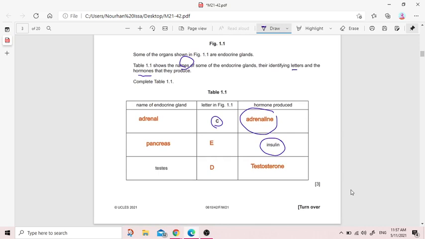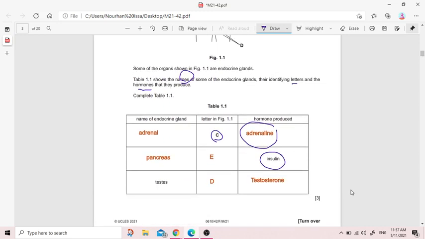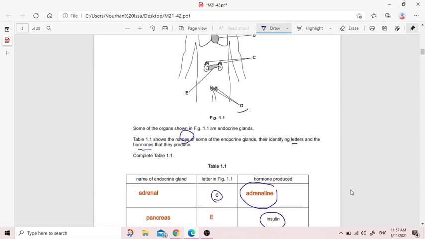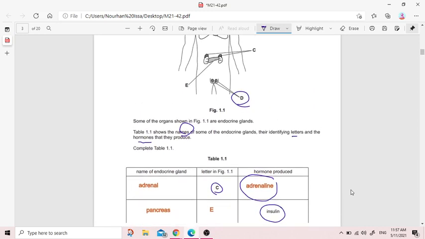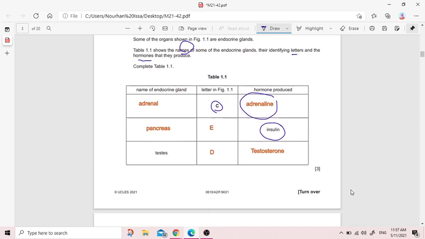And then we have the testis. The name of the endocrine gland is the testis. Which letter? It is letter D, and it produces the testosterone hormone, which is responsible for the secondary sexual characteristics in males.